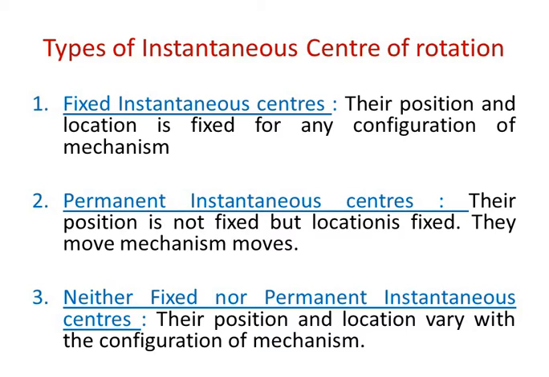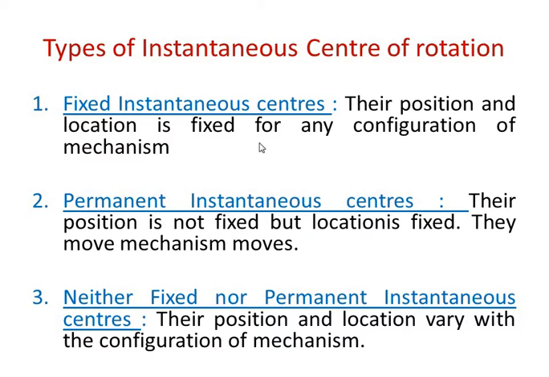It means if it is located at the intersection of the two links, then whatever may be the position of the mechanism, this ICR will always remain at the intersection of the link. But as the mechanism is moving or the links are moving, that position in space will change. And third one is neither fixed nor permanent instantaneous center. So their position and location vary as the configuration of the mechanism varies.